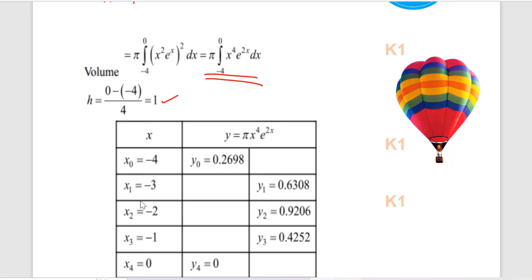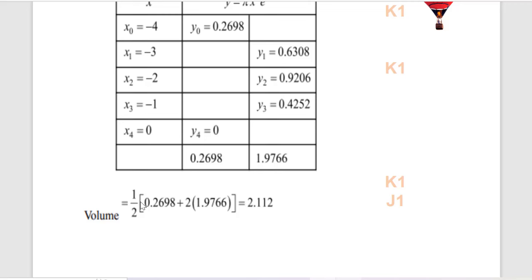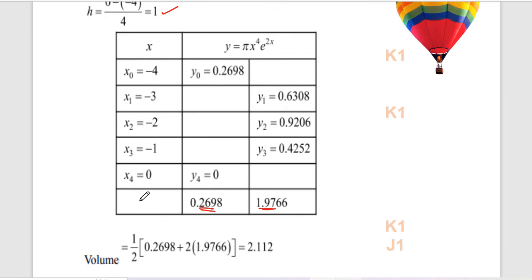So, masukkan dalam x0 equals to negative 4, masukkan dalam y, so awak akan dapat seperti yang dalam jawapan ni lah. Last kali, awak akan masukkan dalam formula. So, 1 over 2. Di sini kita dah ada y0 plus y4 is 0.2698, and then plus 2 times y1 plus y2 plus y3, which is awak dapat 1.9766. Dan ingat, sebab soalan nak give answer correct to 3 decimal places, make sure dekat sini awak bagi lebih daripada 3, which is 4 decimal places. Masukkan je dalam formula, awak akan dapat 2.112.